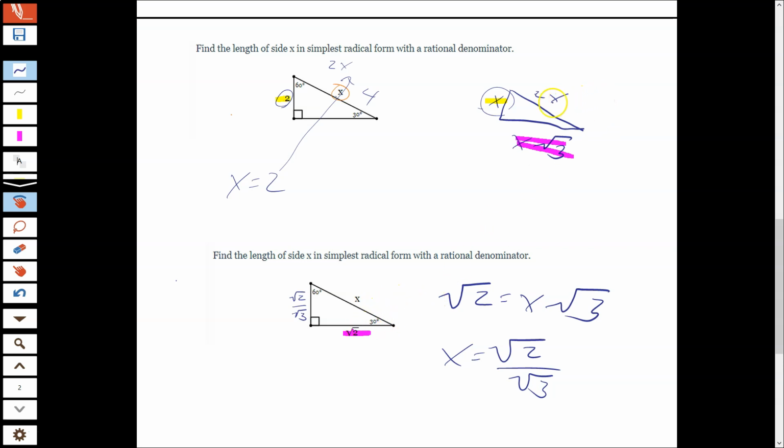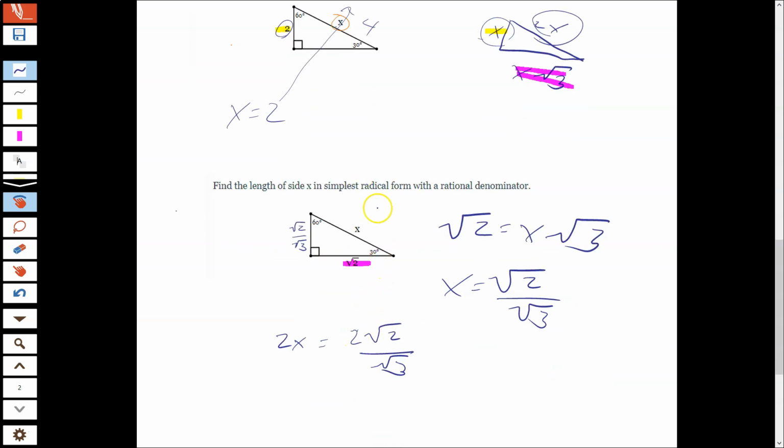So if we're going by this pattern, we don't want to find x, we want to find 2x. So 2x is our longer side. 2x would be 2 times what we just got. Okay. So that is our hypotenuse. And what we want to do now, here's our final answer. This is what we want to do, or we want to simplify and rationalize.